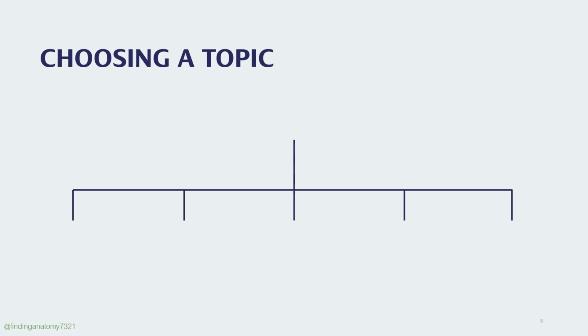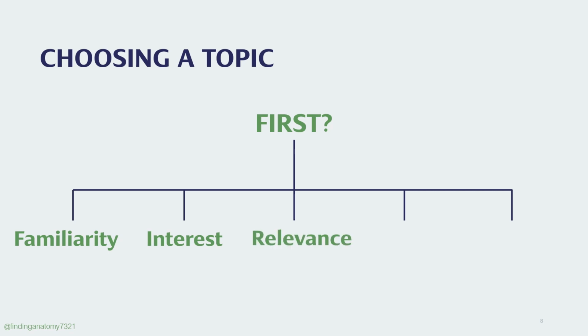So how do you begin to choose a topic? Well, there's a few things that might help you in choosing a topic, and this would be familiarity, interest, relevance, scope, and time. So let's go look at them one by one.